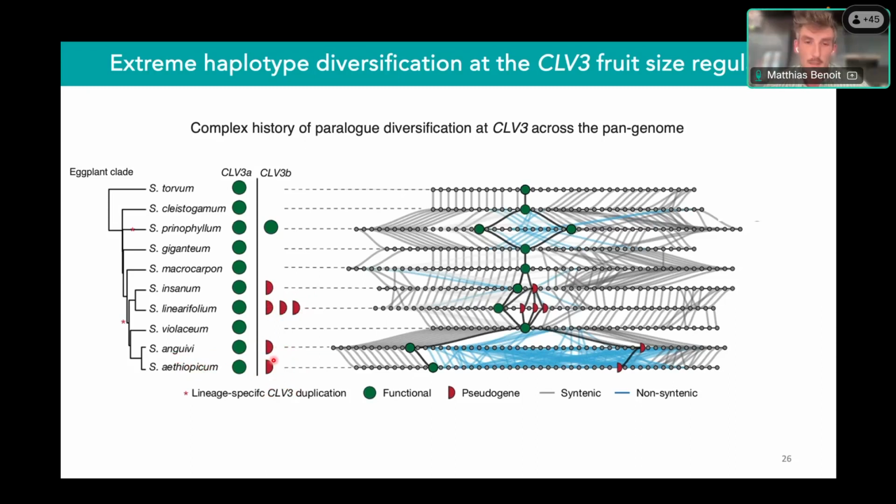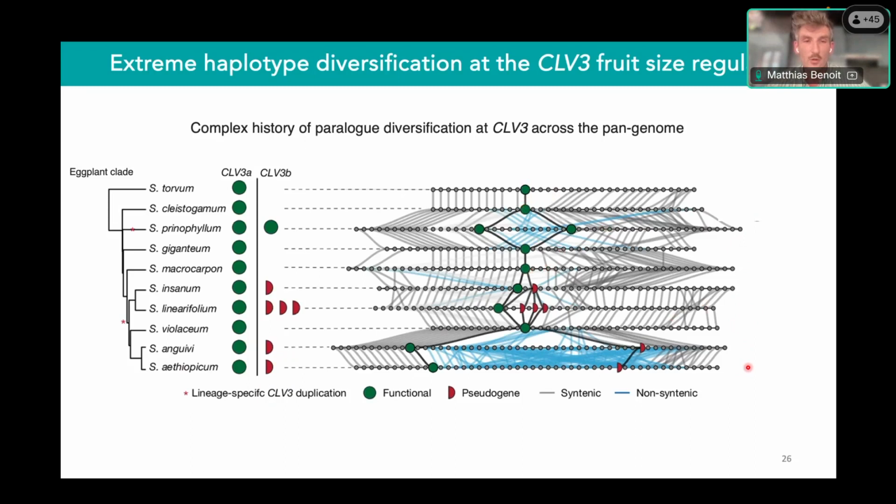This diversity is really remarkable because it shows how, over relatively short evolutionary times, there can be really large-scale rearrangements at some loci, and how copy number variation and gene duplication can generate extremely diverse haplotypes at the locus we're interested in.